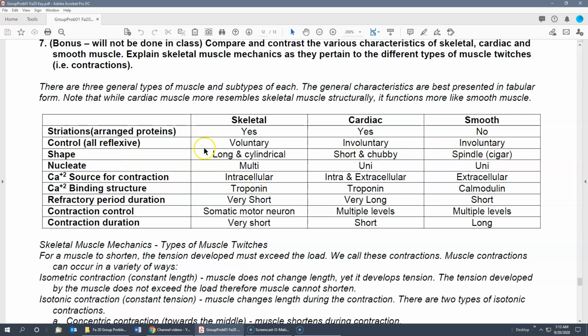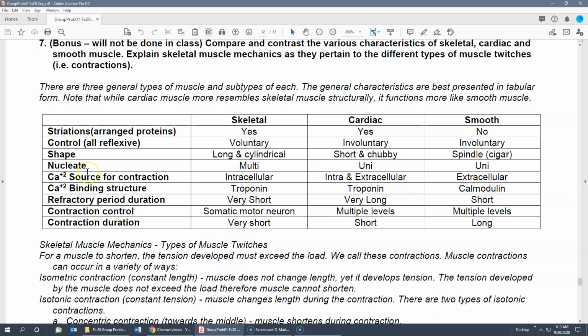Shape, what does it look like? Skeletal muscle is long and cylindrical. Cardiac muscle is short and chubby. And smooth muscle, in books I always say spindle shape. What does a spindle look like? Cigar. So think of a cigar shape, right? So long, skinny, tapered at the ends a little bit. Nucleate, I mentioned in an earlier video. Skeletal muscle has multiple nuclei, so it's multinucleate, while cardiac and smooth are uninucleate. They have 1 nuclei each.